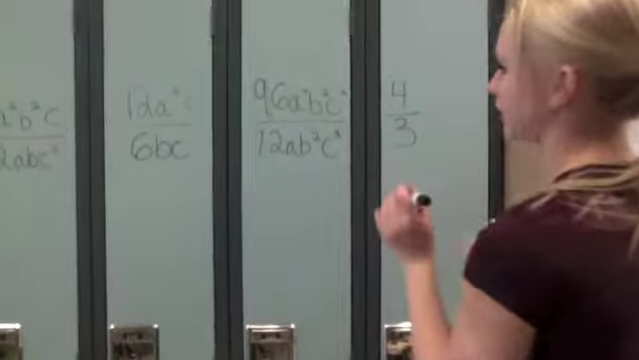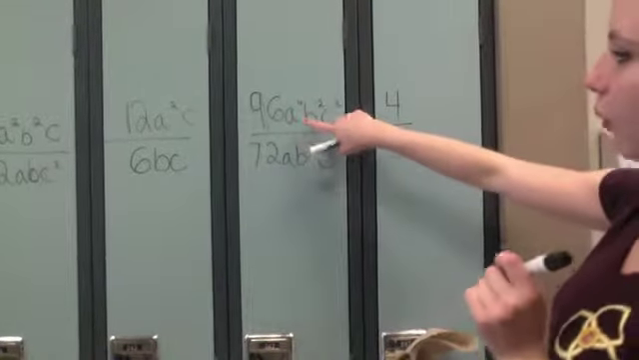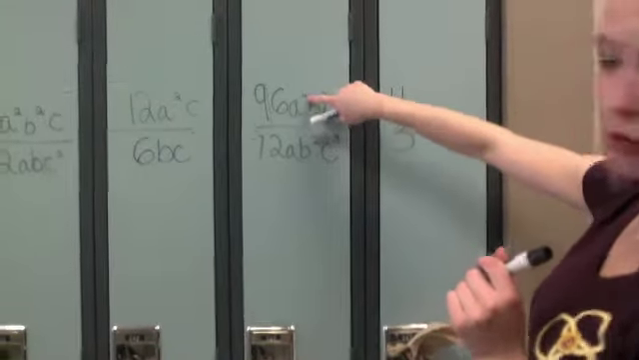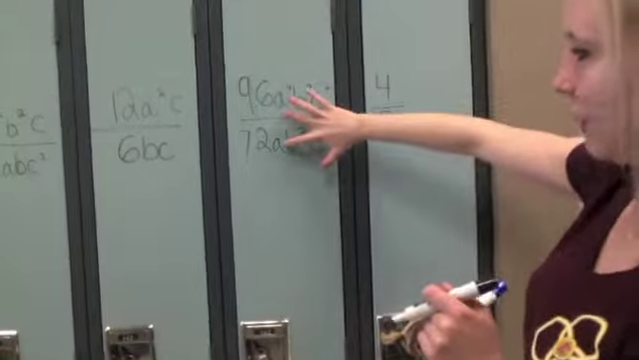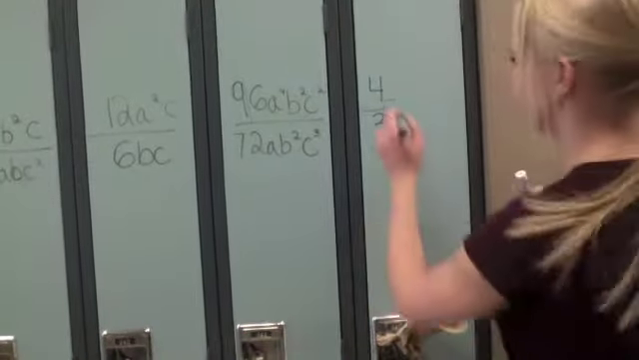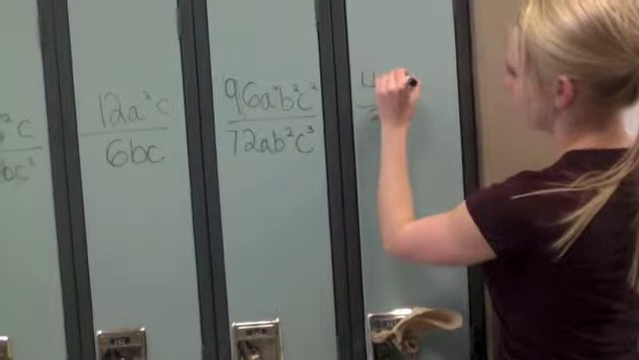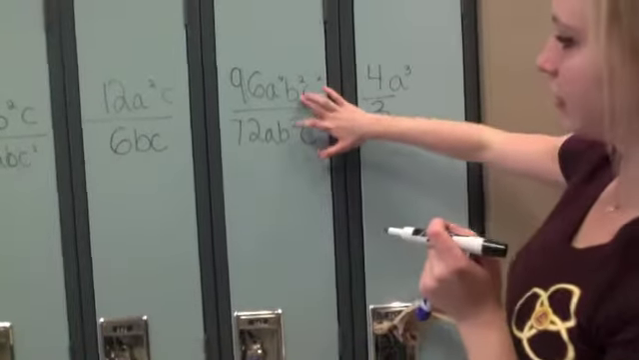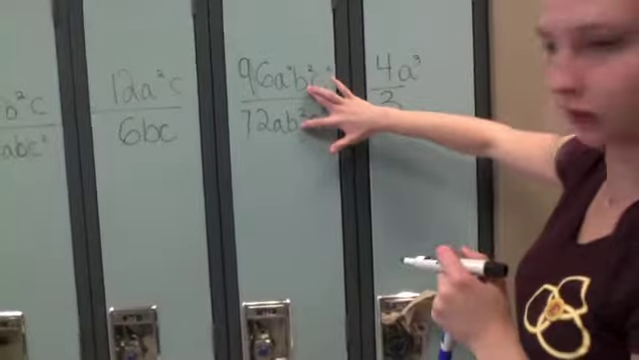Now you look at the variables. So when you divide variables, you subtract the exponents. So you have a to the power of 4 divided by a, which gives you a to the power of 3. And you have b squared divided by b squared, which cancels out.